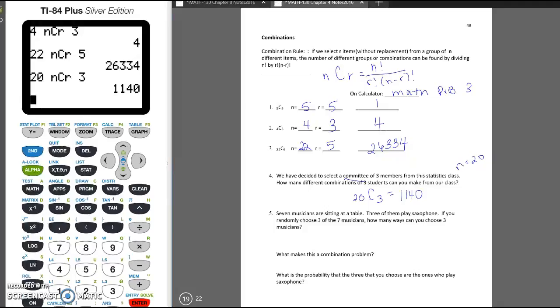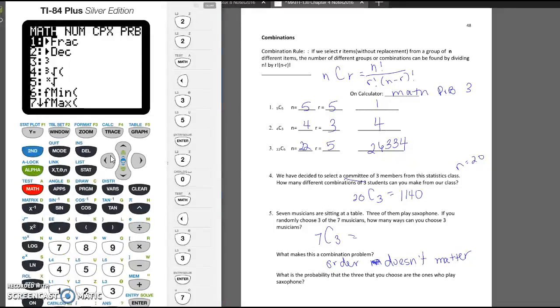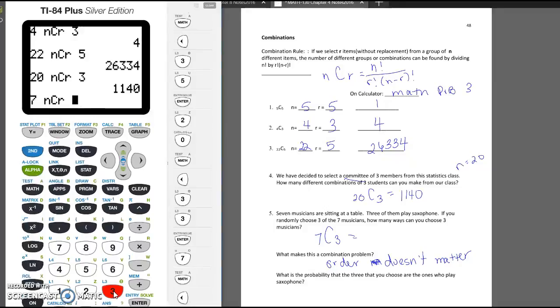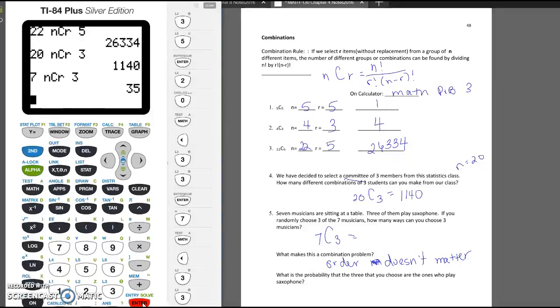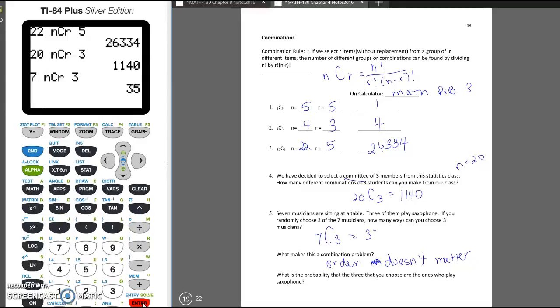Okay. Now, to find the total number of groups of 3 musicians you could pick, this would be 7C3. And this is a combination problem because the order that you pick these musicians doesn't matter. So we're going to find the total number of groups. So we would do 7C3. So we'd get 35 groups.